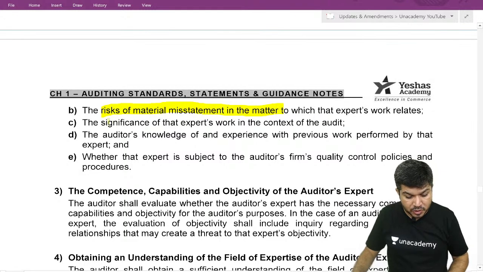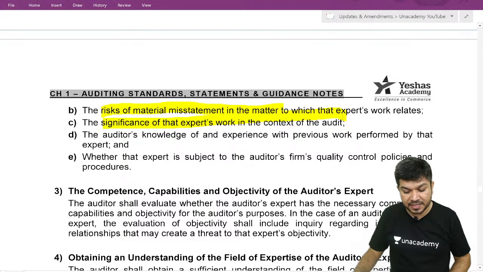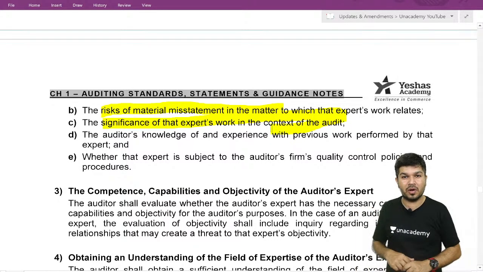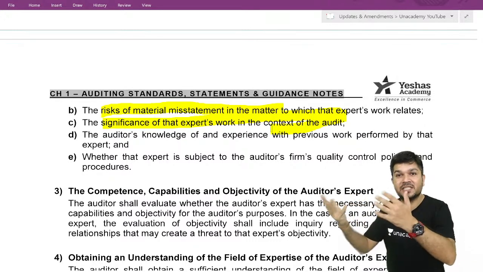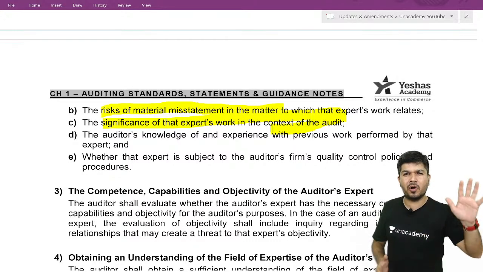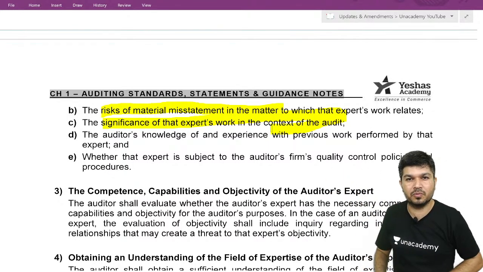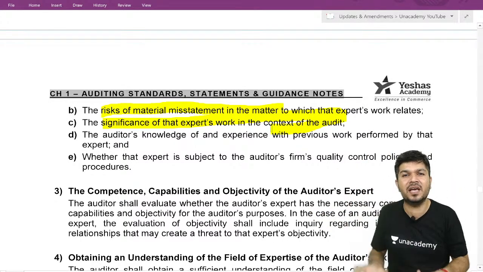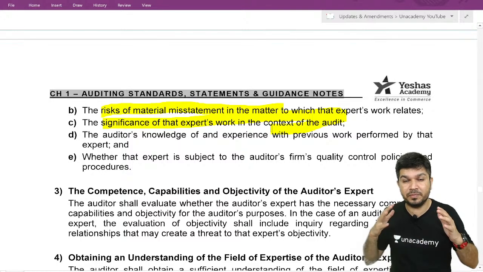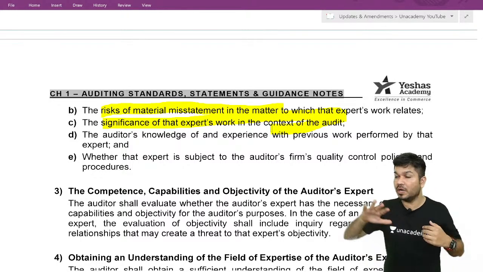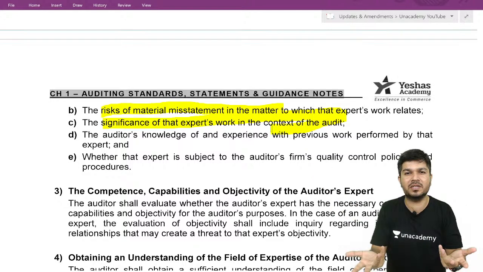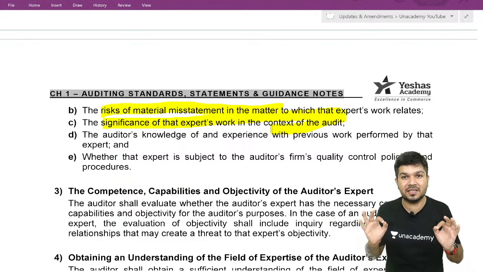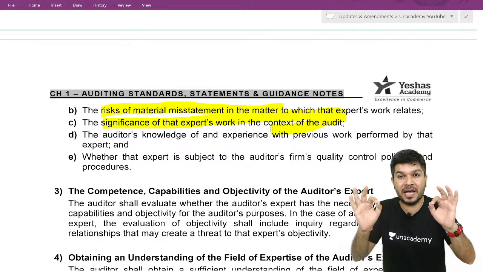Third, the significance of the expert's work in the context of the audit. Now tell me, if I tell you the overall audit becomes based on the expert's opinion, would you also try to do something else? Do you want your overall audit to be just based on his opinion? No, I don't want such a thing. The overall audit should be based on my opinion, not on whatever the expert said. So if the work he is performing is very, very significant, then I should also do something else, and something else can be hiring another expert as well.